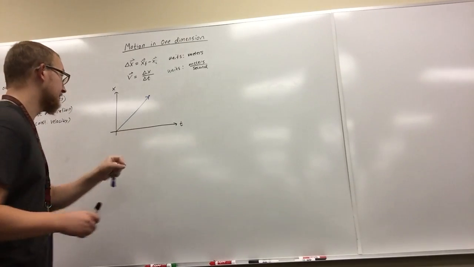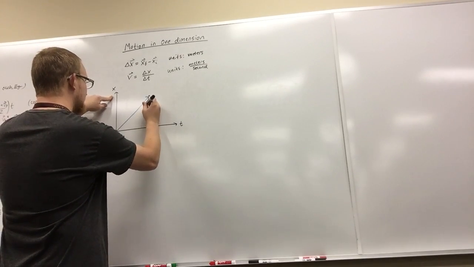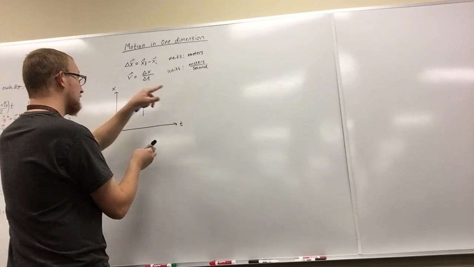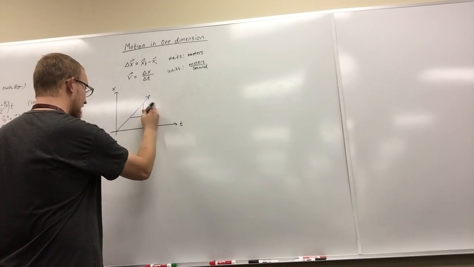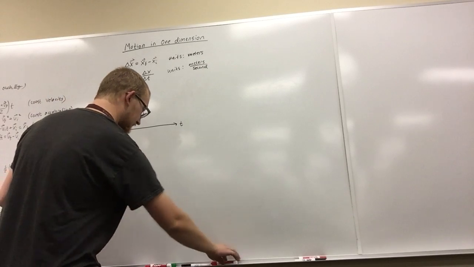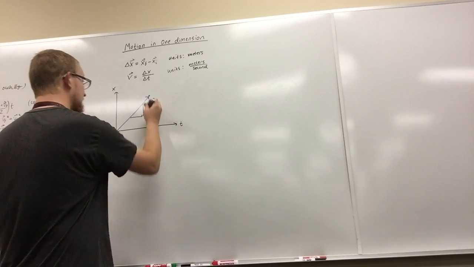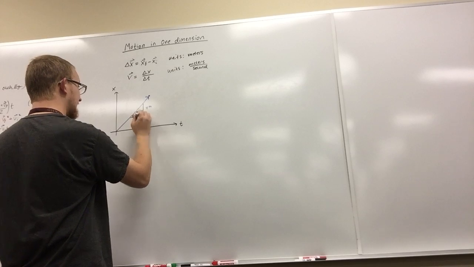So 4 meters, that's in the x direction. So we've got 4 meters per 1 second. And so what that means is we have a right triangle here. Let's see here, I'll use blue. So here we've got 4 meters per 1 second.